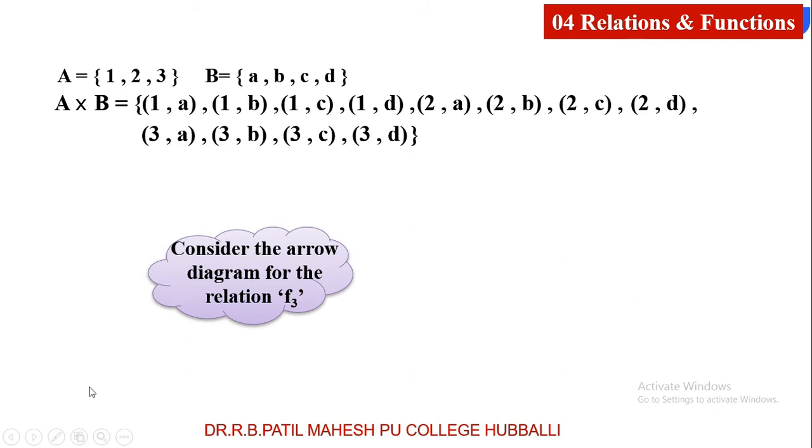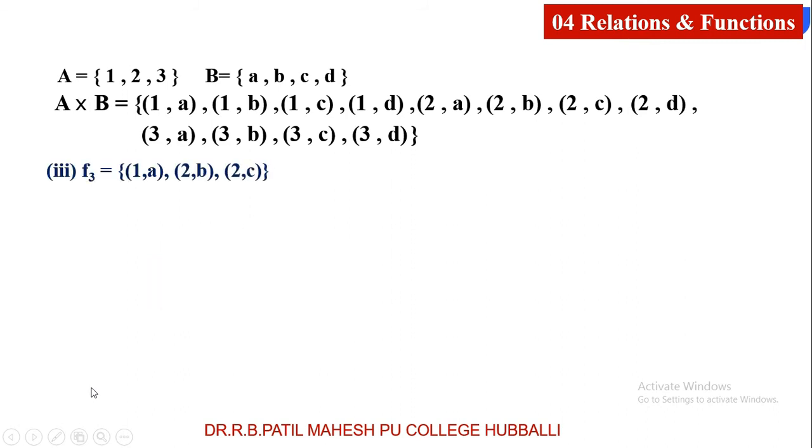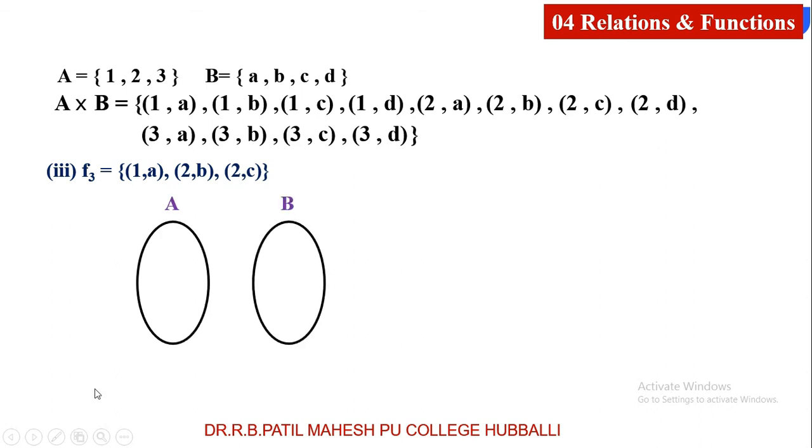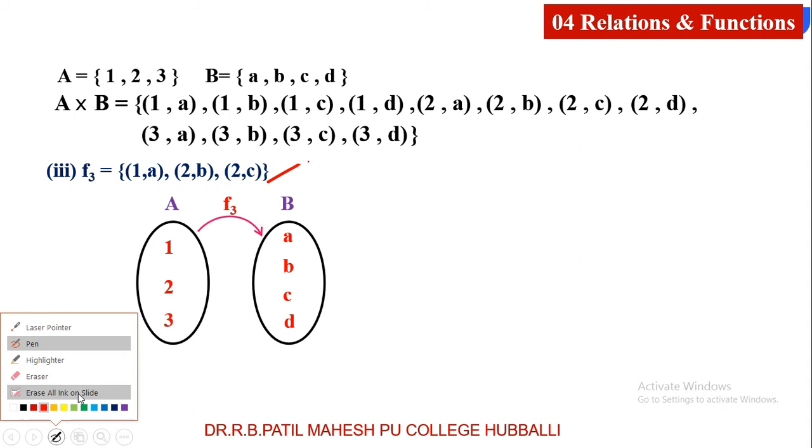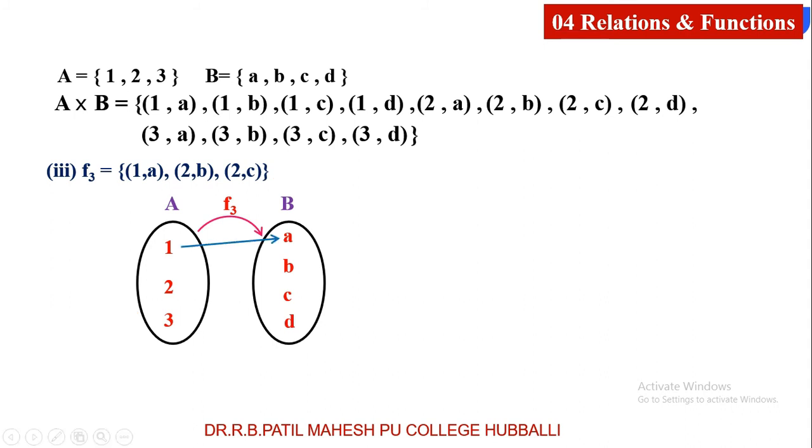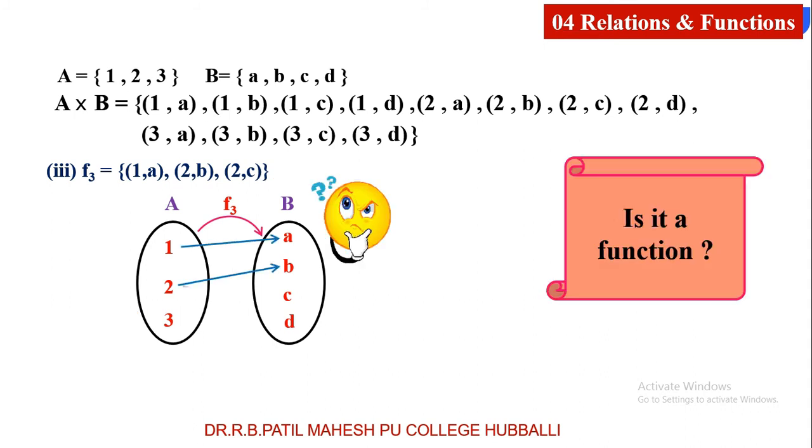Consider the arrow diagram for the relation F3. F3 has 1A, 2B, 2C. A and B are the two sets. A consists again of 1, 2, 3. B consists again of A, B, C, D. And F3 is a relation from A to B. Look at F3. How are the elements related from A to B? 1 is related to A. 2 is related to B and 2 is related to C.